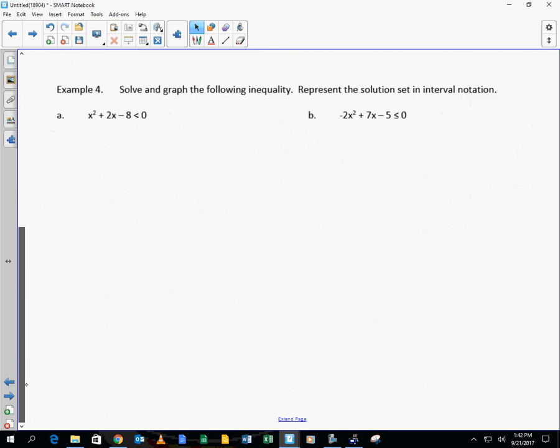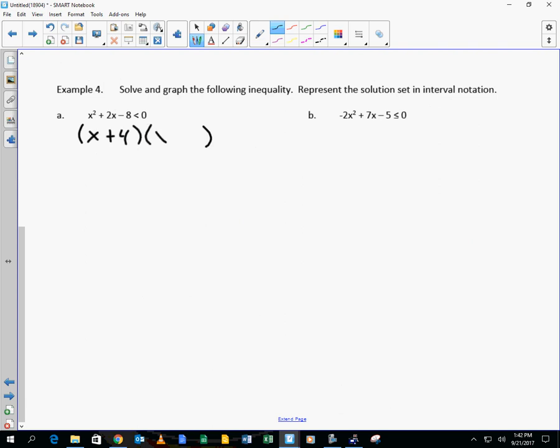So let's do the quick example then here. How does this factor? X plus 4, x minus 2. So what are my zeros? You want to test points or you want to make a graph? What do you want to do? Okay, all right, we'll test points for this one. We'll graph the next one, okay? How's that?